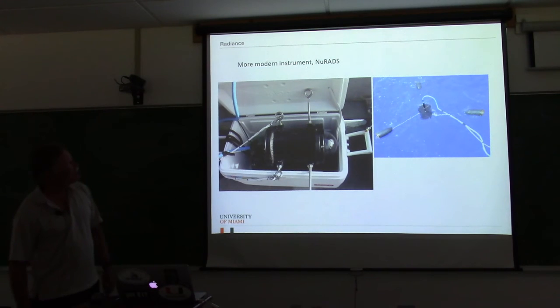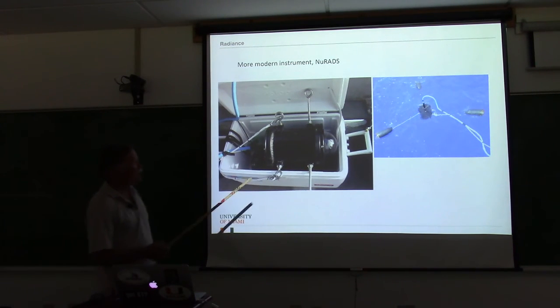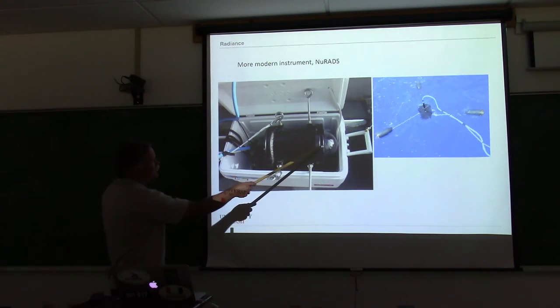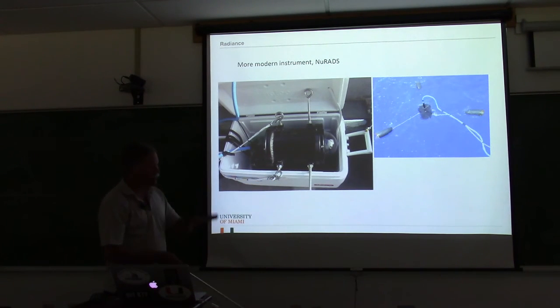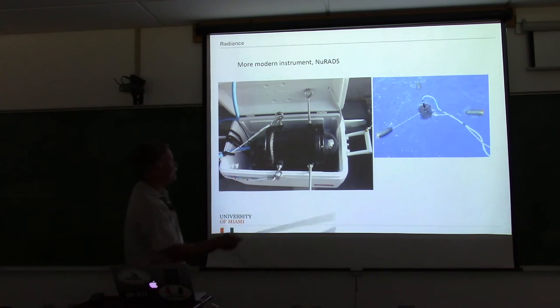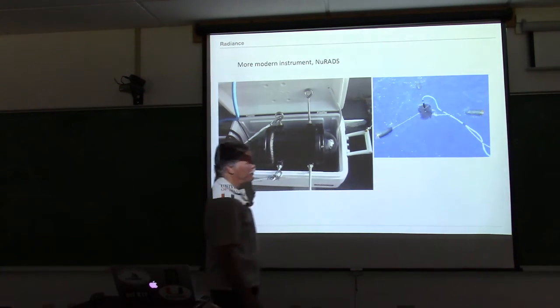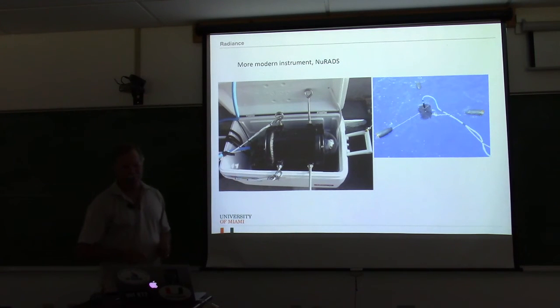Here's a more modern radiance distribution instrument. This is new RADS. Here's what it looks like. It has a fisheye camera, so it measures the whole hemisphere at once. It has spectral filters inside of it, and a CCD array in the backside. So you get the whole radiance distribution in certain wavelengths. This is a picture of it floating away from the ship to measure the upwelling radiance distribution without ship shadow.